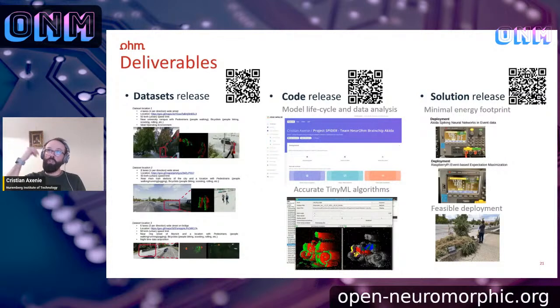And then for the solution release, what I put in this slide, if you scan it, is a YouTube movie guiding you step by step on how to run the code on the BrainChip Akida and look at the code, which is there right now in the GitHub. So you can check it out yourself, both the expectation maximization and the spike neural network model.